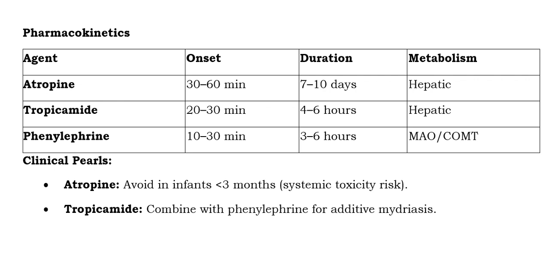Also primarily liver, yeah. Then phenylephrine, onset is pretty quick, 10 to 30 minutes. And then duration? Around 3 to 6 hours. Similar range to tropicamide, maybe a bit shorter sometimes. And its metabolism is different.